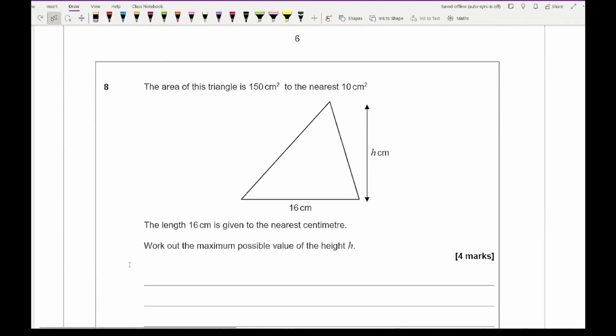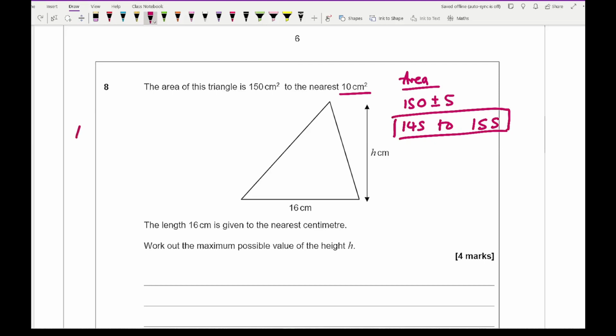Moving on to question 8, it says the area of a triangle is 150 centimeters squared to the nearest 10 centimeters squared. The length is 16 centimeters given to the nearest centimeter. Work out the maximum possible value of the height h. So looking at this, the area is to the nearest 10 square centimeters, so that's going to be 150 plus or minus 5. So the lower bound is going to be 145 to 155.